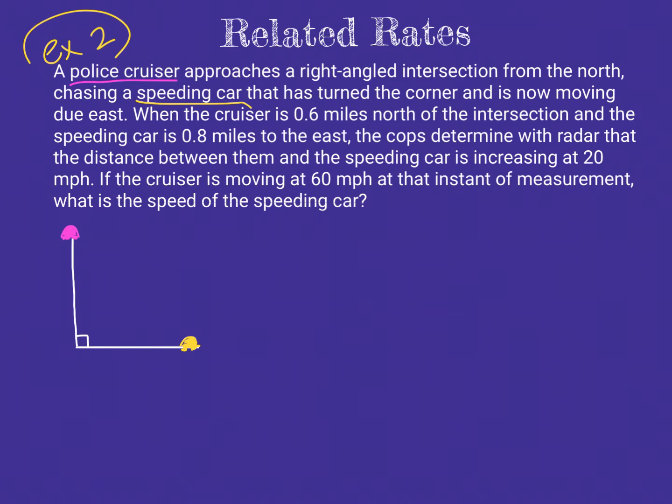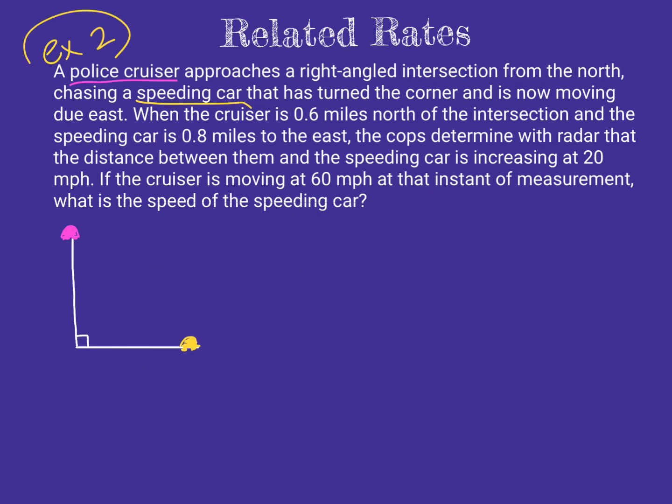This is an interesting problem because we are not really given anything that's constant the whole time. If you think about the situation, this police cruiser is moving, technically it's moving south, and then the speeding car is moving east. Nothing's remaining constant in this entire problem. It's constantly changing and moving, but we do have all this information at a specific moment.